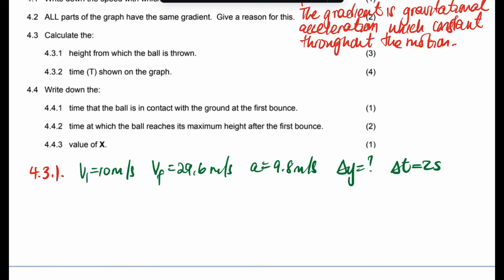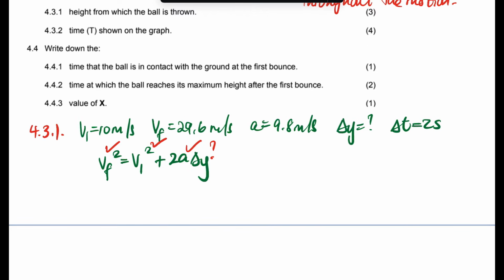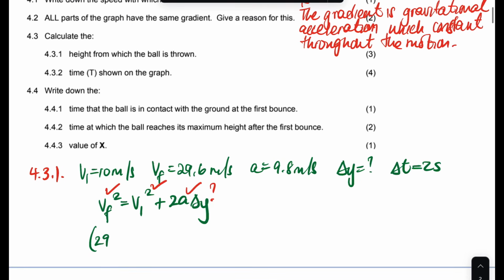So which formula are we going to use there? In order to get that, I would suggest to use this: Vf squared is equal to V initial squared plus 2a. I'm going to tell you why we use that formula. We have the final, we have the initial, we have the acceleration, we want the displacement. So that's the easy one. So the final velocity there, it's 29.6 squared equal to 10 squared, which is the initial, plus 2 times 9.8.